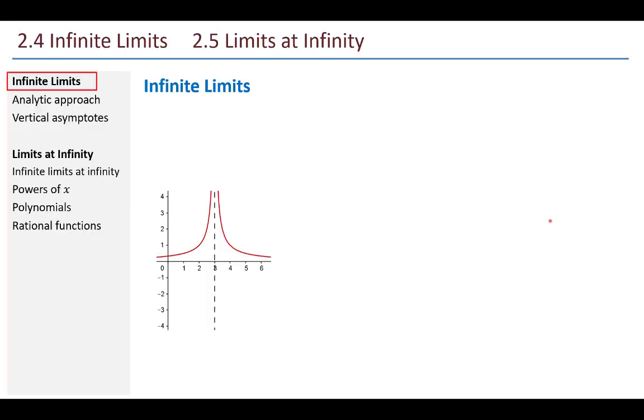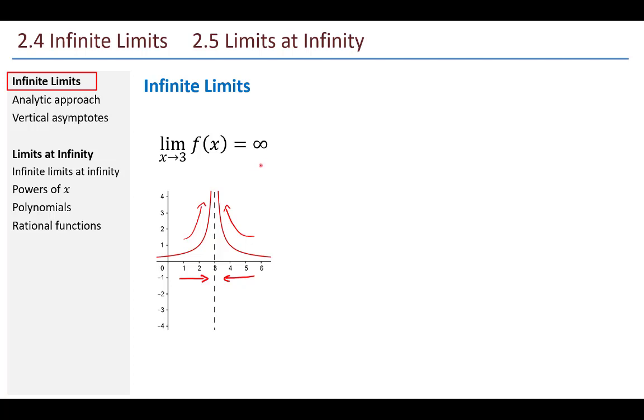2.4 infinite limits is about when a limit approaches a number like 3, but the y values shoot off either to positive infinity or negative infinity. In this case, in the first one that's pictured here, what's happening as x approaches 3? From the left, those y values grow without bound, and as x approaches 3 from the right, those y values also grow without bound. We would say that the limit, as x approaches 3, of f of x is infinity.